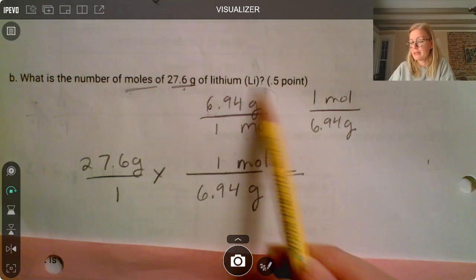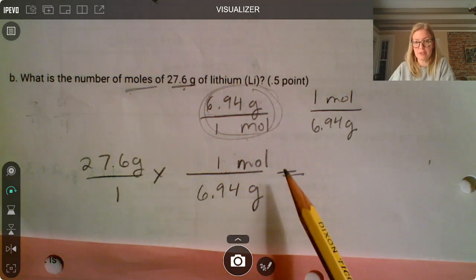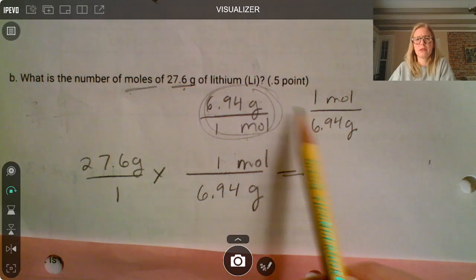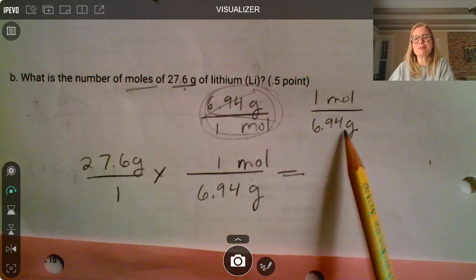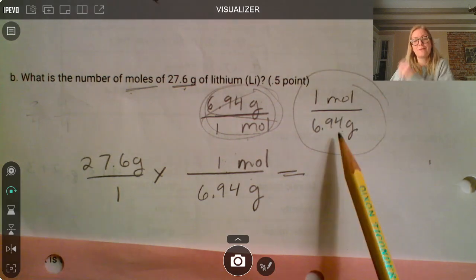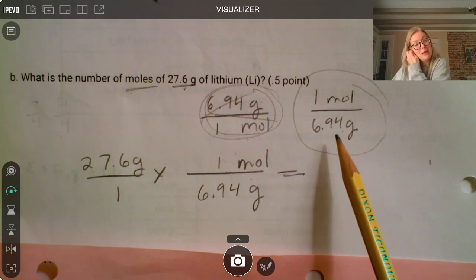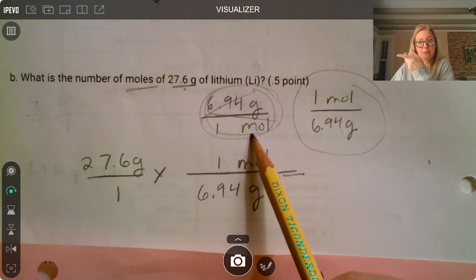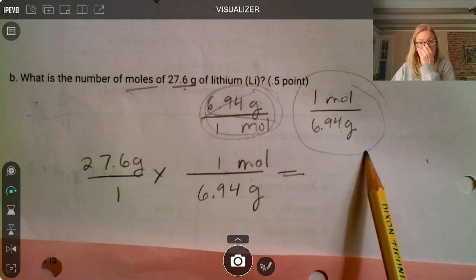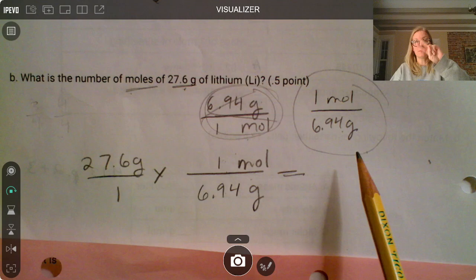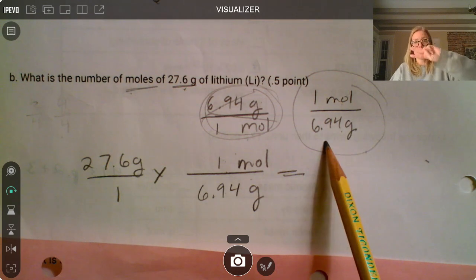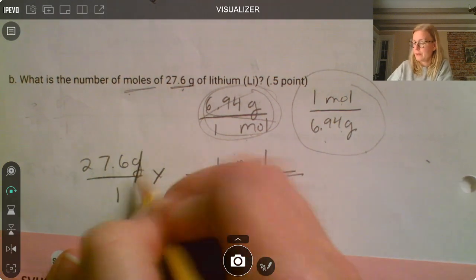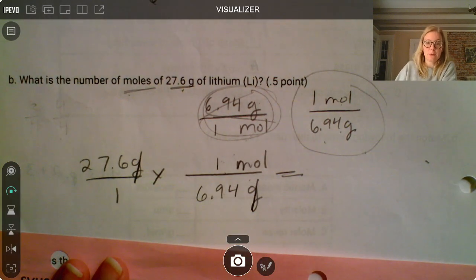So we're essentially using this form of the relationship. If we needed moles to cancel, we could use this one with moles on the bottom, but we need grams to cancel, so we're going to use this one, okay? So again, it's flippable, it's a relationship. Because it's equal to 1, you can flip it however you need to in order for the units that you need to go away to go away.